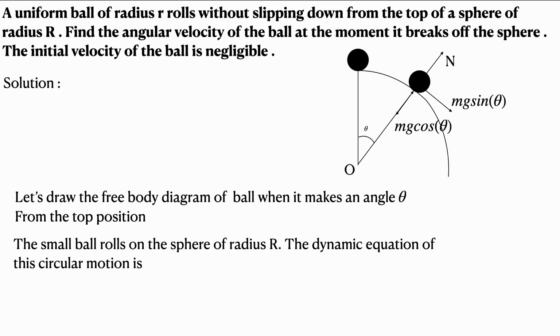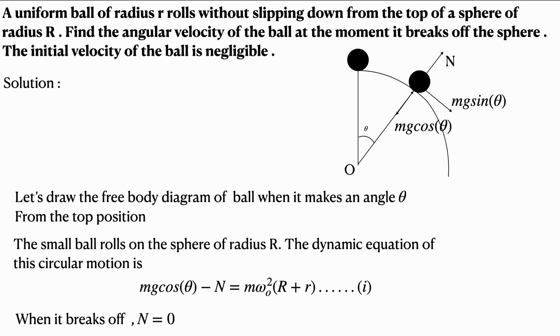We'll write the equation of the ball executing circular motion as mg cos theta minus N equals m omega naught square (R plus r). Let's call this equation 1. When the ball breaks off the sphere, the normal component becomes 0. So we equate N to 0 and we get cos theta equals omega naught square (R plus r) divided by g.